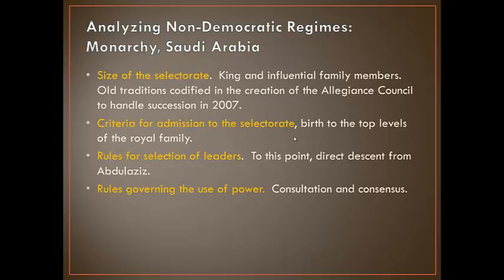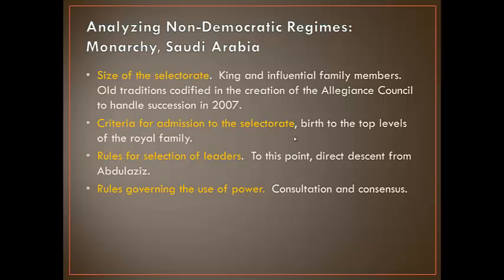Now, according to our book, the way we analyze a non-democratic regime is we look at these 4 criteria in each. So the size of the electorate. Who is it that chooses the leader, in this case a monarch? So in Saudi Arabia, that would be the king and other influential family members. About 2007, the Saudis created something called the Allegiance Council that will decide on the succession. Now, how do you get into this electorate? Well, you have to be born into the top levels of the royal family, and that explains our characterization of this regime as monarchy.